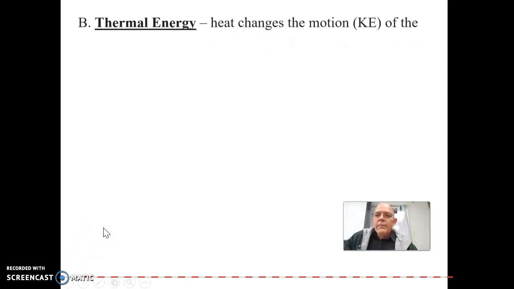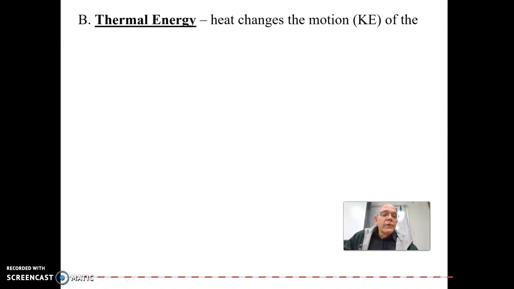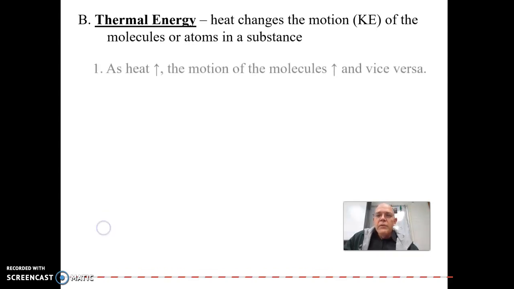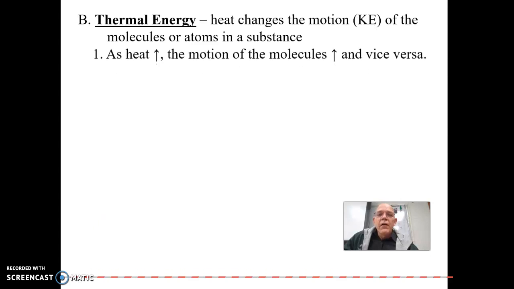Thermal energy. We said thermal energy is actually a type of kinetic energy because the actual molecules in it are moving faster. Therefore, it's a type of kinetic energy. Basically, the hotter the object gets, the motion of the molecules also increases. If it gets colder, then they go slower. Okay, and so it kind of goes back and forth there. That makes sense.